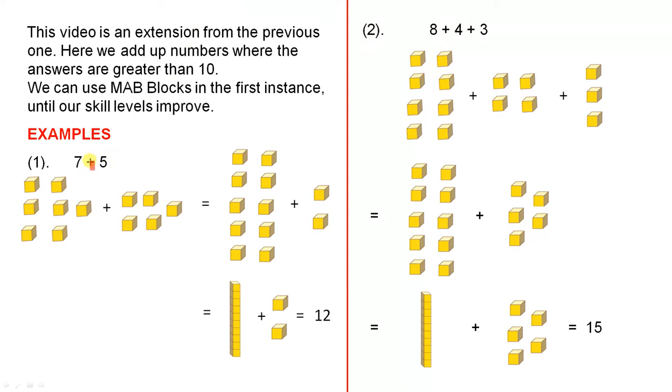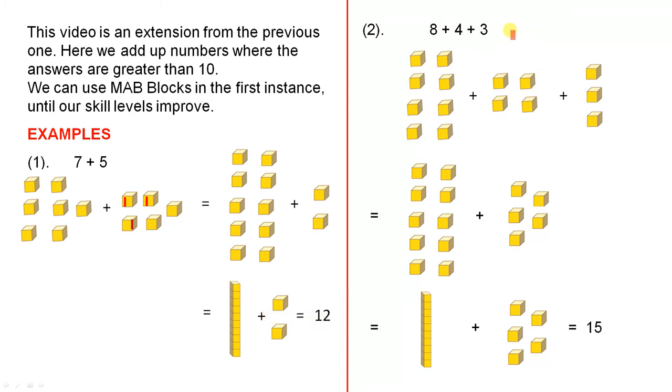If we're asked to do 7 plus 5, we can use some MAB blocks to help us. So here are 7 singles or 7 shorts, and here are 5 shorts. Now here we have 7, so we borrow 3 from here. So 7 plus 3, that gives us our 10. So there's our 10 there. We've got 2 left over, so we put the 2 here. So these 10 shorts here give us 1 long plus 2 singles. 10 plus 2 gives us 12.